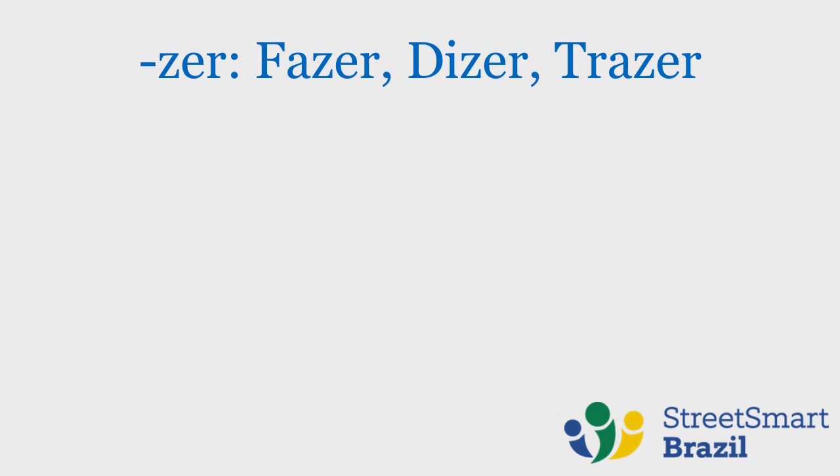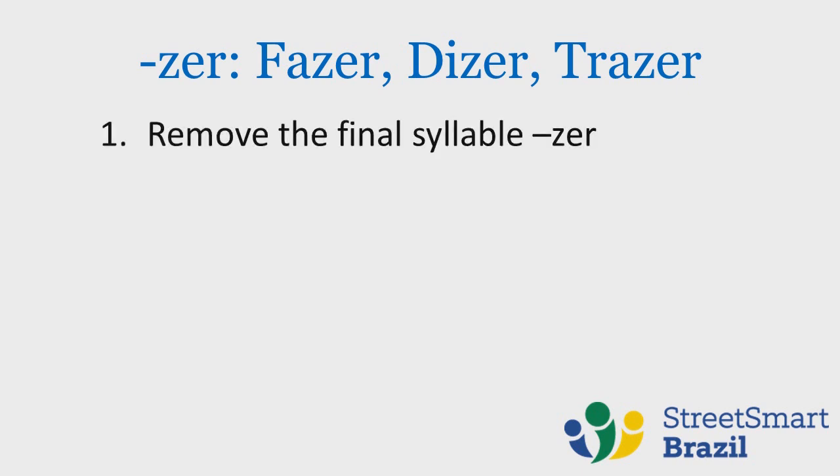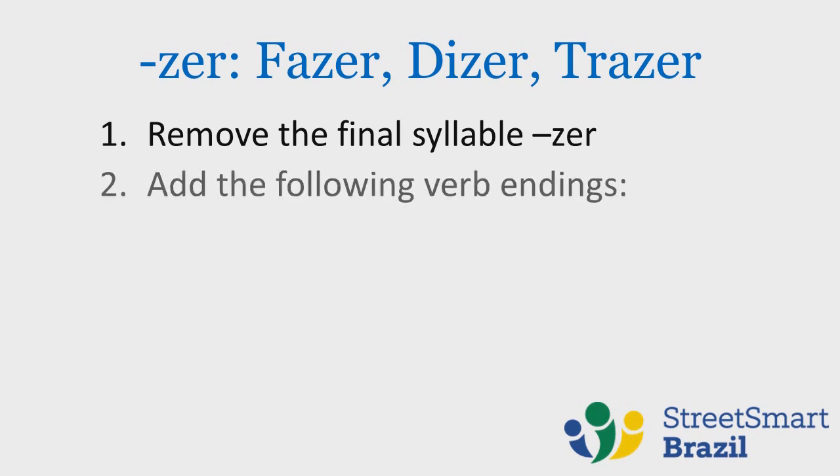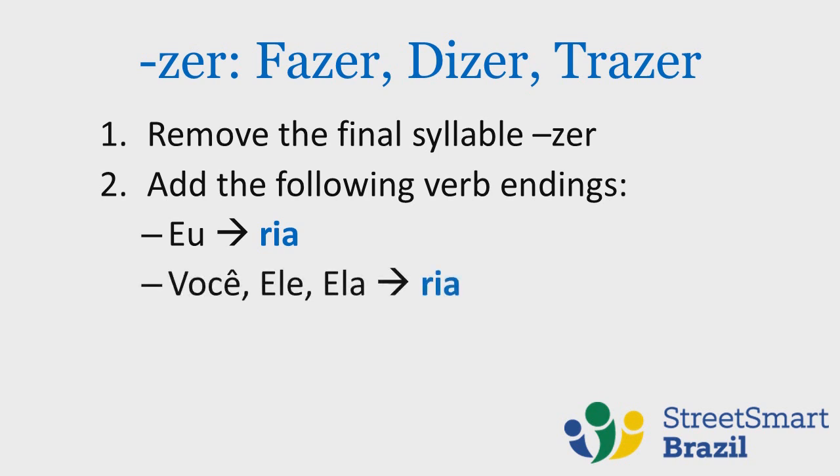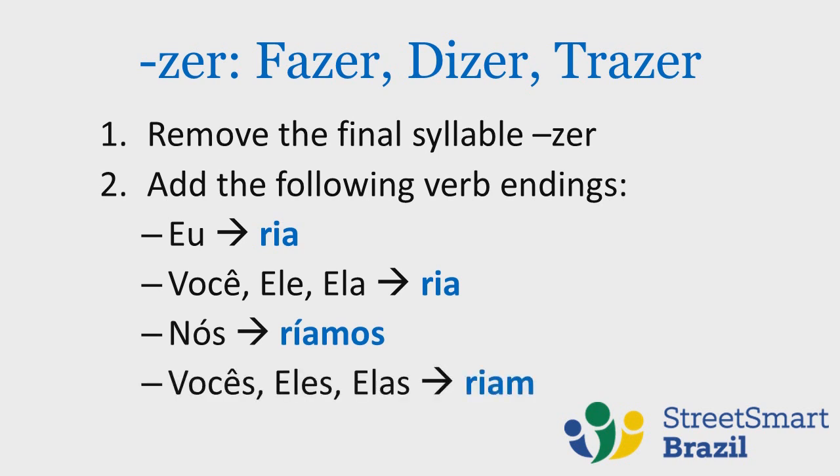So what you do in this case is you remove the final syllable, the final zer, and then you add the following verb endings. For eu, you add ria. So it's basically the same one as before, but we put in an R before the I. For você, ele, ela, also ria. For nós, riamos. And for vocês, eles, elas, riam. And you will see that the verb, when it's conjugated, actually sounds just like the other regular verbs.